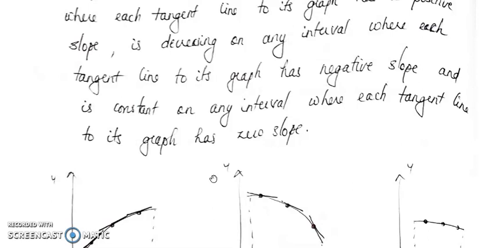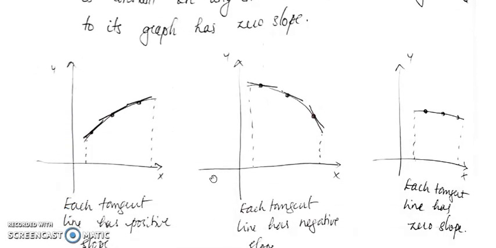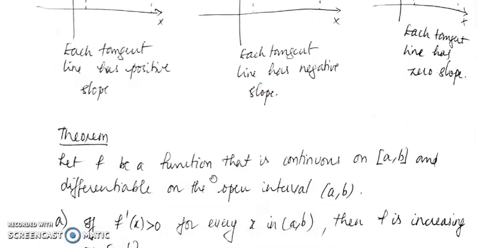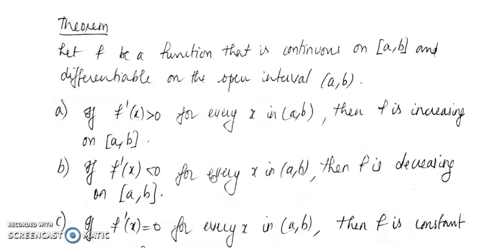If slope is positive, that gives f dash of x is greater than 0. Negative ആവുമ്പോൾ f dash of x is less than 0. So depending on the tangent lines of the graph, we will get the following conclusions. So that is summarized as a theorem. So let f be a function that is continuous on closed interval ab and differentiable on open interval ab.